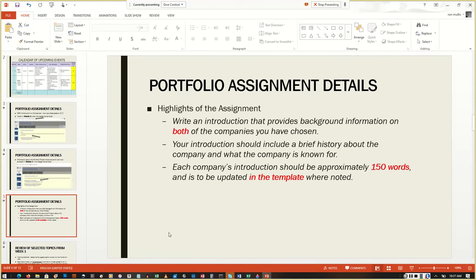Some highlights of the portfolio assignment that's due February 7th: it's just a brief introduction of the 2 companies that you're going to be writing about. It's going to be at least 150 words. Like I said, it's just a brief history, to get you geared up to start working on the project.